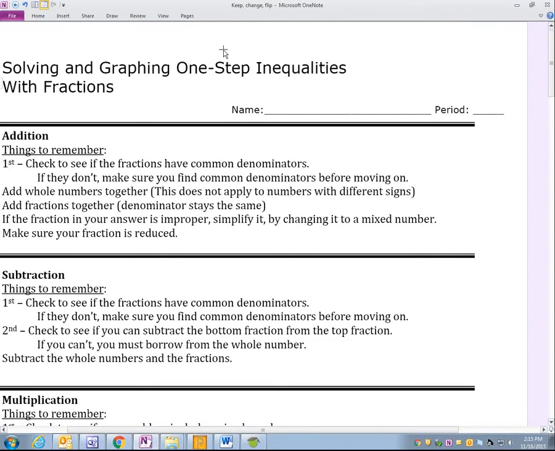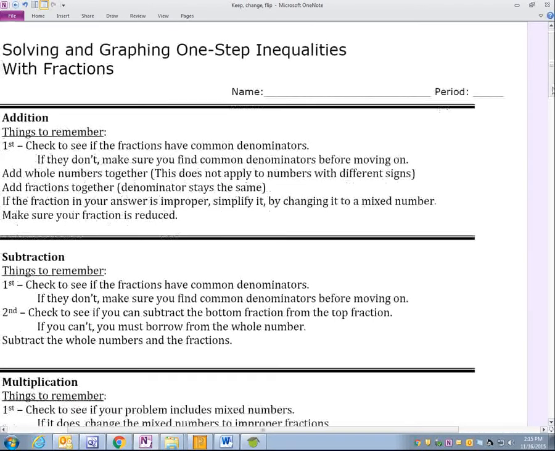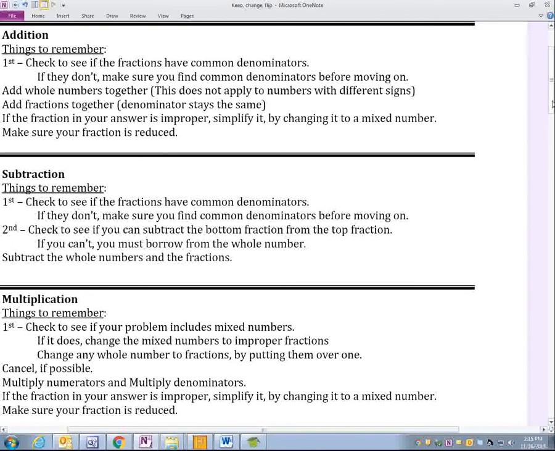Add fractions together, and the denominator stays the same. If the fraction in your answer is improper, simplify it by changing it to a mixed number. Always, always simplify. I took off points if you didn't simplify on the quiz and on the test because I've emphasized it so much.